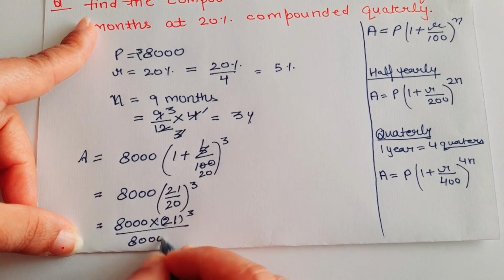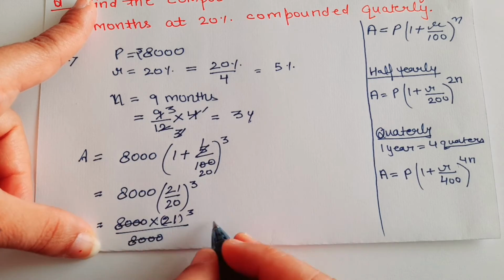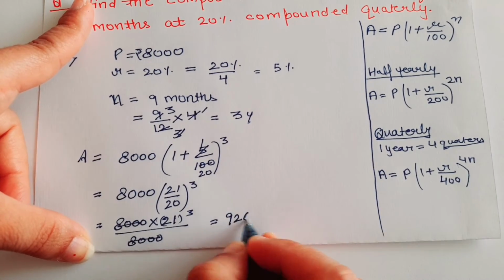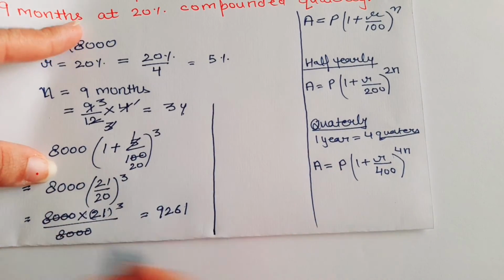We know 20 cube is 8,000: 20 multiplied by 20 multiplied by 20. So we will cancel this out. 21 cube is 9261. And now this is the amount.